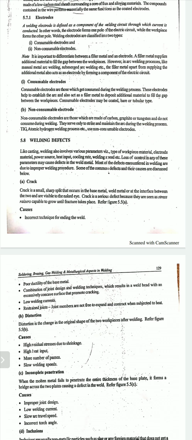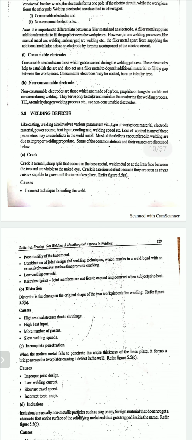These are some of the defects which are usually seen after the welding. First one is a crack. You know what a crack means. When you join two parts and do the welding, after the welding a crack appears in the welding slot. That type of defect is called a crack in welding.